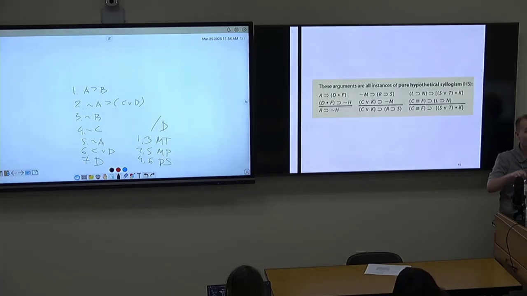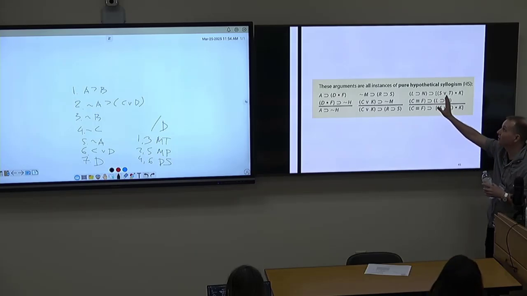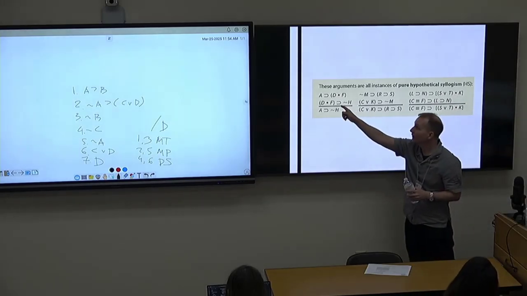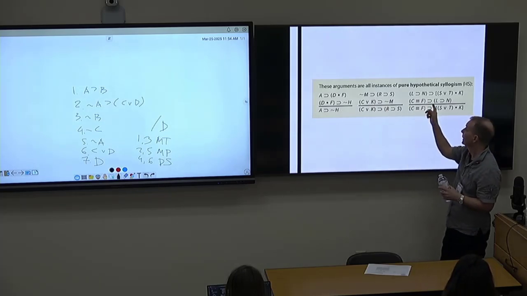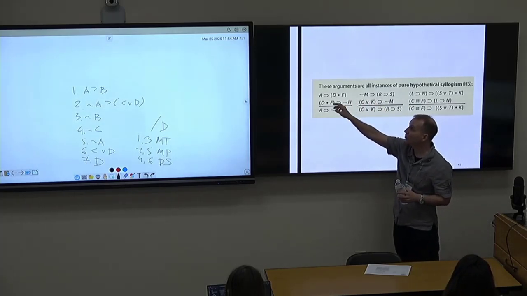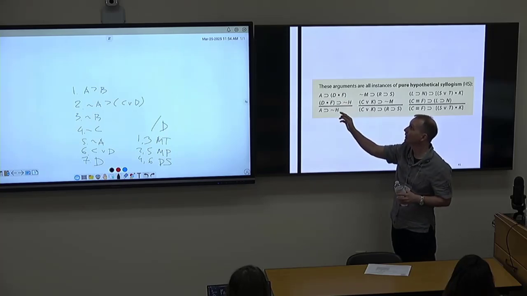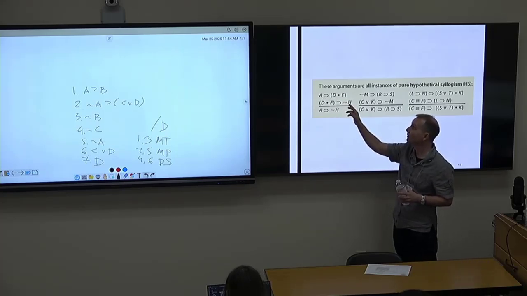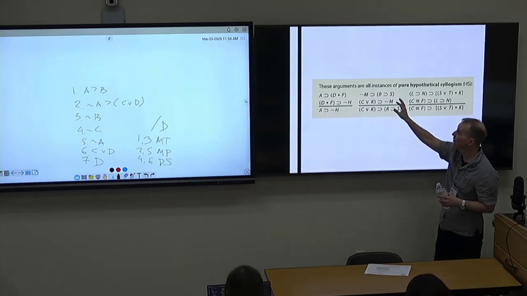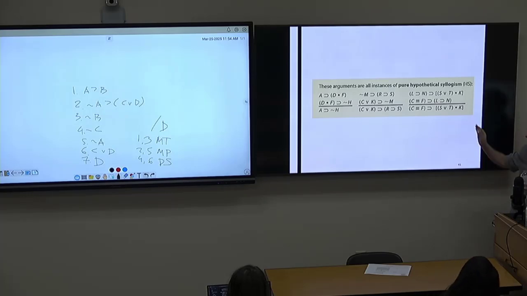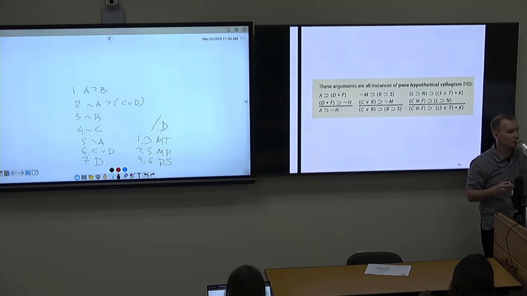Okay, so this is also all examples of pure hypothetical syllogisms. Again, if you think about it, you see they all have 3 horseshoes. And if you imagine that this is your P, this is your Q, and this is your R, then you will see that all of them have this form. If you think about it for a few minutes, it's all in the book too. They are all pure hypothetical syllogisms.